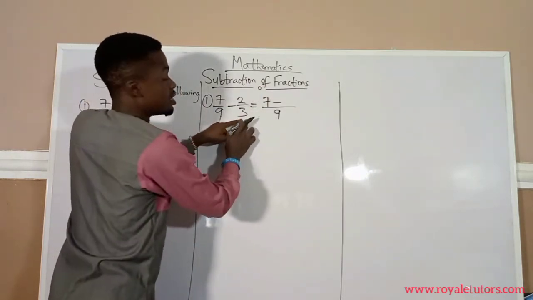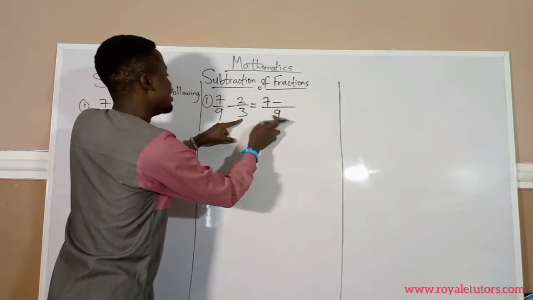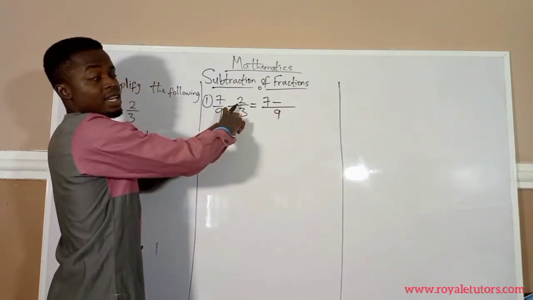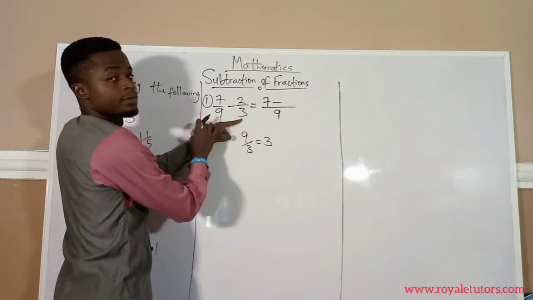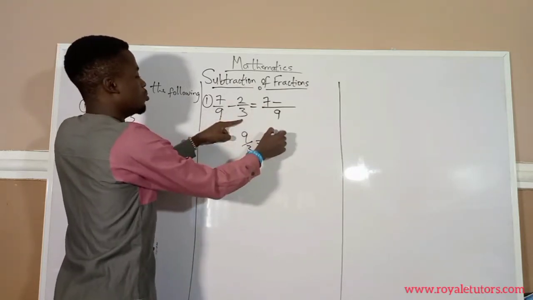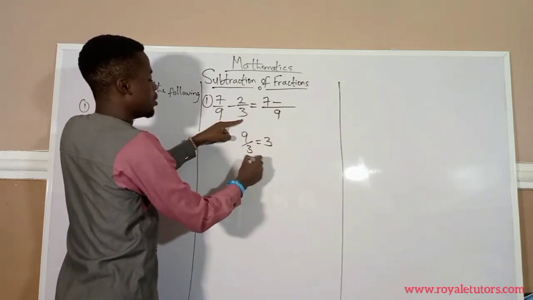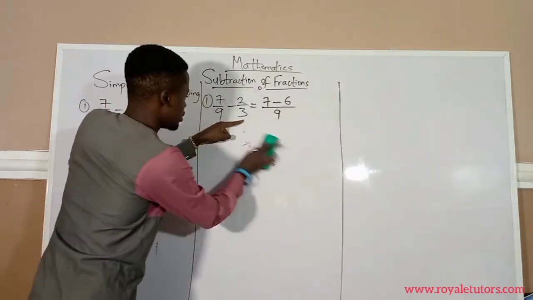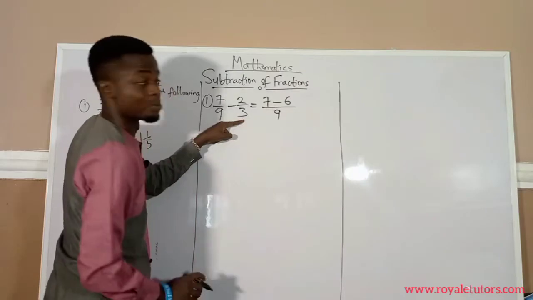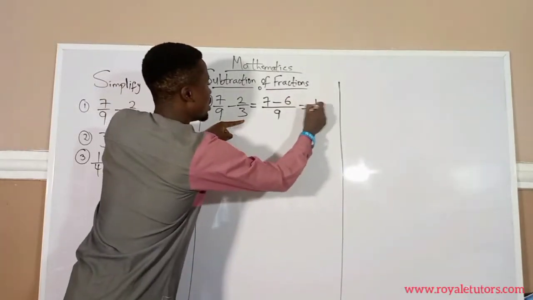So you go to the second fraction and see that 9 divided by the denominator is 9 divided by 3. 9 divided by 3 is going to give us 3. Then you multiply the 3 by the numerator. You now multiply this 3 by 2 to give us 6. Then you can now go ahead and do your subtraction. This is going to give us 1 over 9.